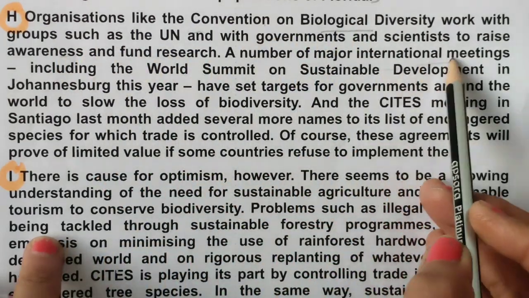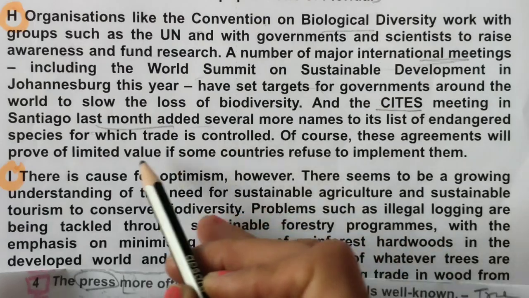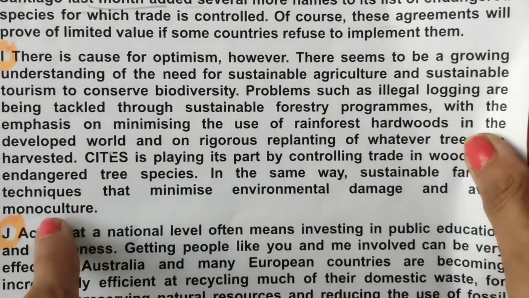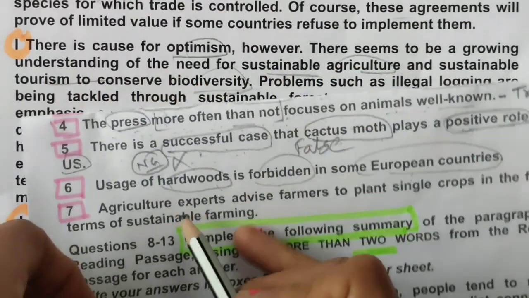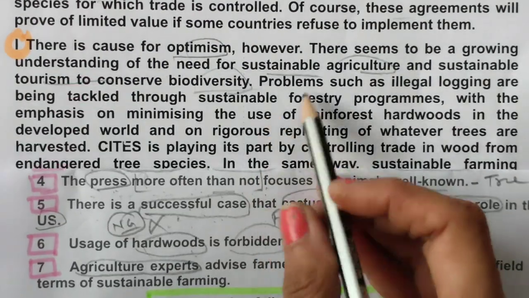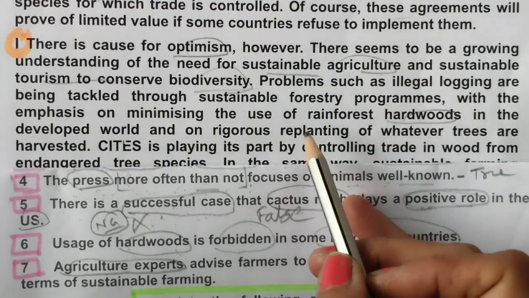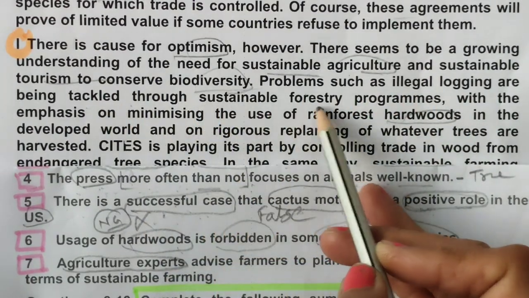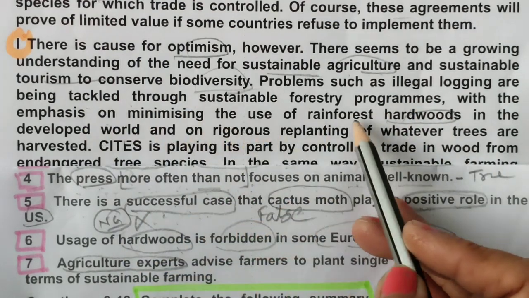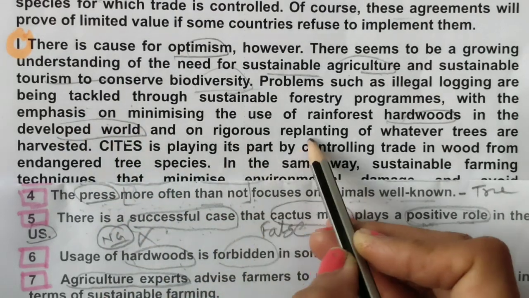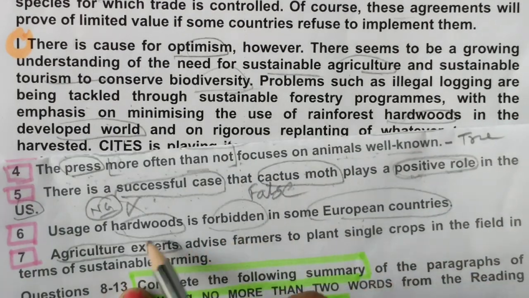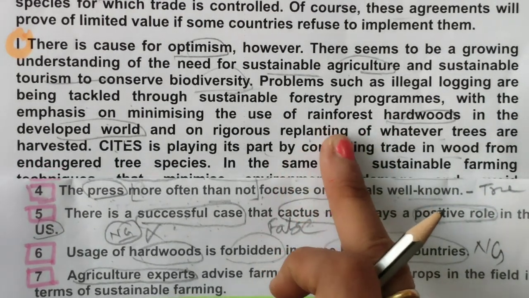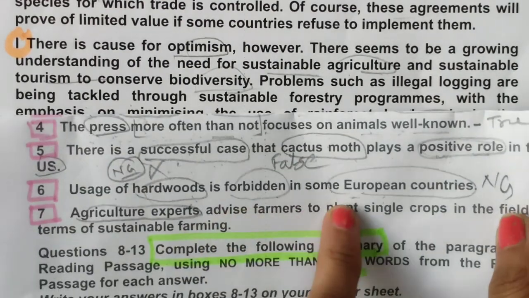So hardwoods, international meetings, sites. No, nothing is there in this paragraph. Hardwood and European countries, optimism, growing understanding of sustainable agriculture and sustainable tourism to conserve biodiversity. So they are talking about agriculture. Okay, hardwood is there. Let's read it here. Problems such as illegal logging are being tackled through sustainable forestry programs with emphasis on minimizing the use of hardwoods in the developed world and on rigorous replanting of trees. So controlling trade. Okay, nothing is given about European countries. Usage of hardwoods is forbidden, it means this is not given. They have explained properly how they can tackle it by sustainable forestry programs, but forbidden in some European countries, nothing is there.